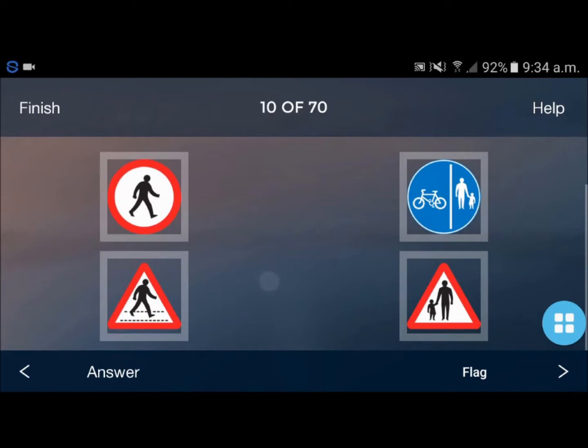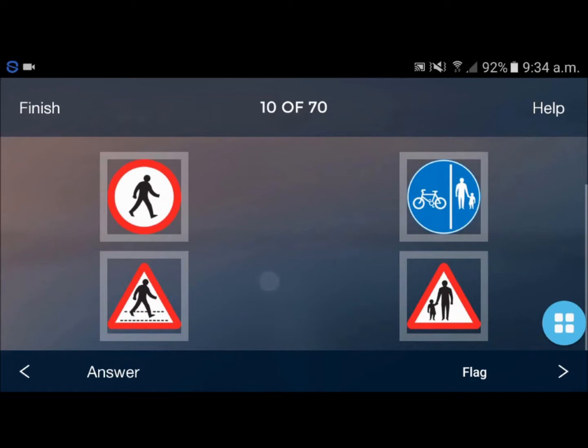What must a driver do at a Pelican Crossing when the amber light is flashing? Give way to any pedestrians on the crossing. You've stopped at a Pelican Crossing. A disabled person is crossing slowly in front of you when the lights change to green. What should you do? Wait for them to finish crossing.